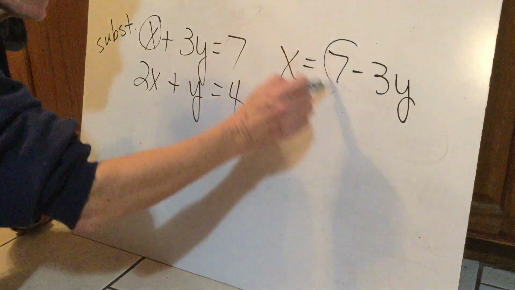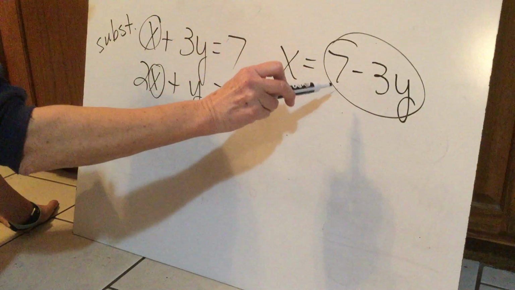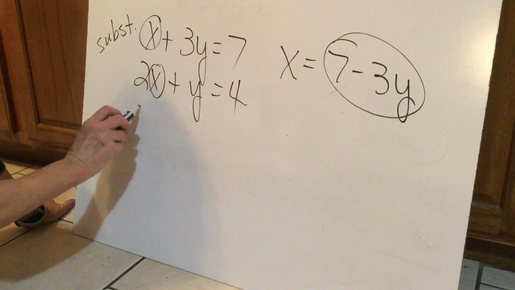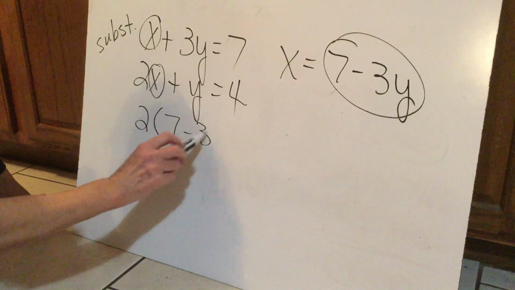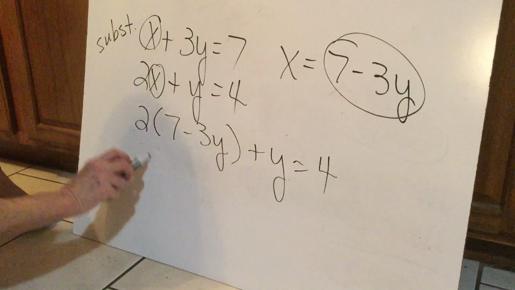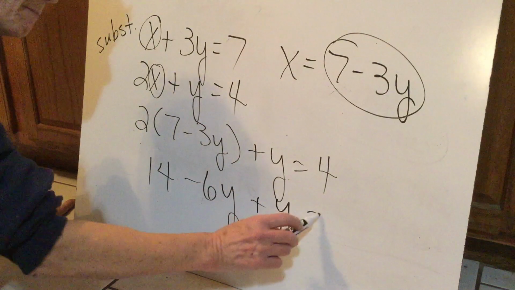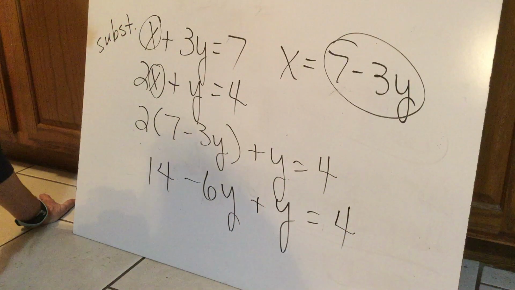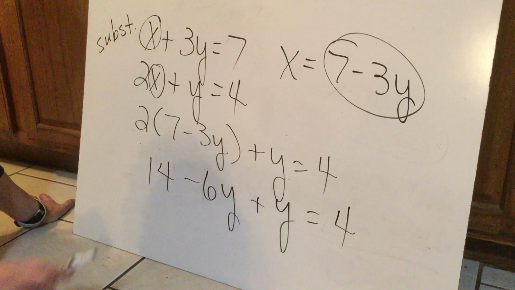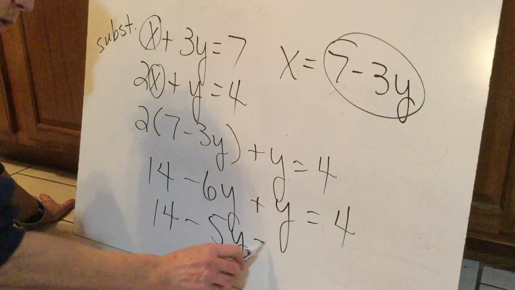Then I can take this guy right here and plug him in right here, because this is what x equals, so I can substitute him in place of x. So 2 times 7 minus 3y plus y equals 4. 14 minus 6y, I'm doing my distributive property, plus y equals 4. The beauty of this is, if I'm going too fast, pause me. That's the nice part about video. So then 14 minus, I'm going to collect these like terms, 5y equals 4.